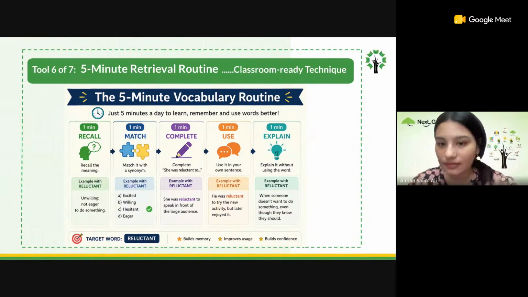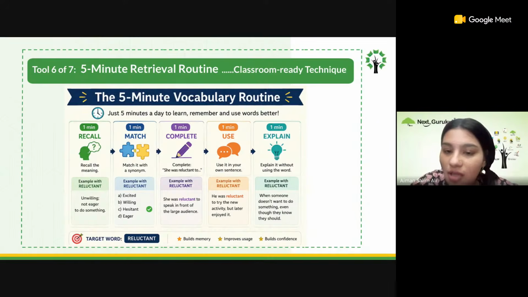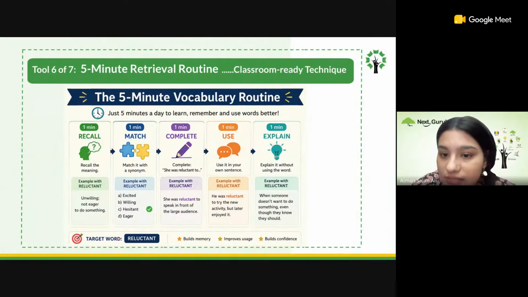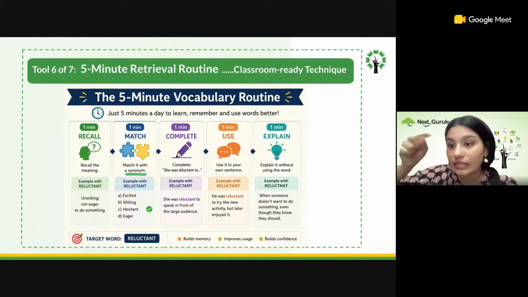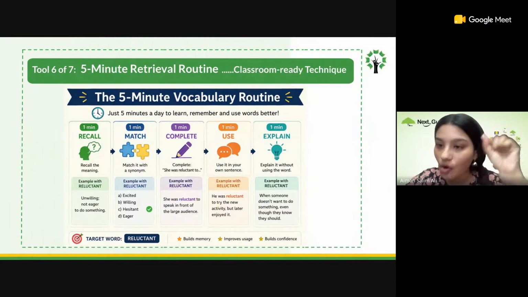I will quickly explain this. So what is the 5-minute vocabulary routine that you can use in your classroom? The first is recall. You recall the meaning, right? What does reluctant mean? Okay, reluctant means unwilling. The second is you match it with a synonym, and it's increasing in rigor. Example with reluctant: excited, willing, hesitant, eager. Out of all of these options, hesitant is the best word that suits the word reluctant.